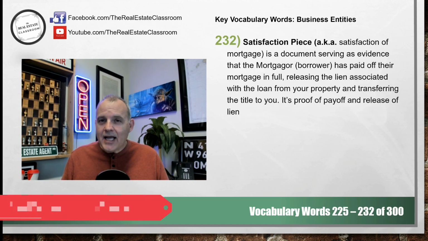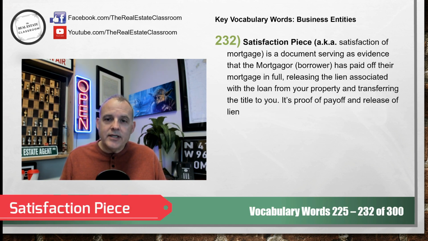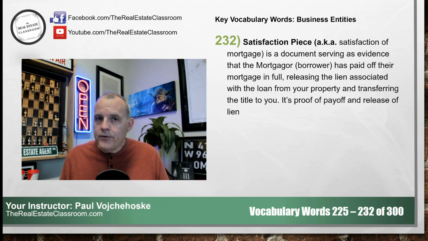Last but not least is a satisfaction piece, sometimes referred to as a satisfaction mortgage. Now notice, one key thing I want you to understand here, a satisfaction piece is only used in mortgage states. In those states where a mortgage is being used as collateral for the loan. We don't use satisfaction pieces in deed of trust states. And if you need to know the difference between the two, at the end of this video, I'll leave a link to a video where you can watch and understand the differences between a deed of trust and a mortgage.